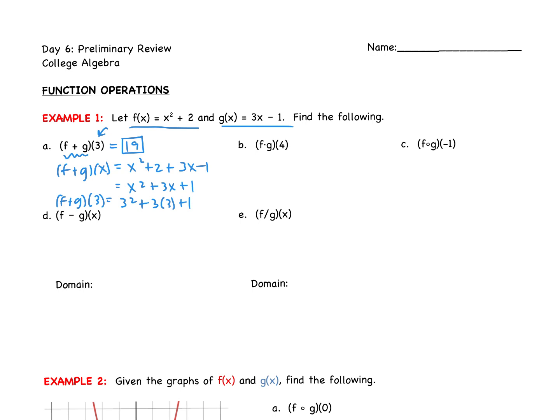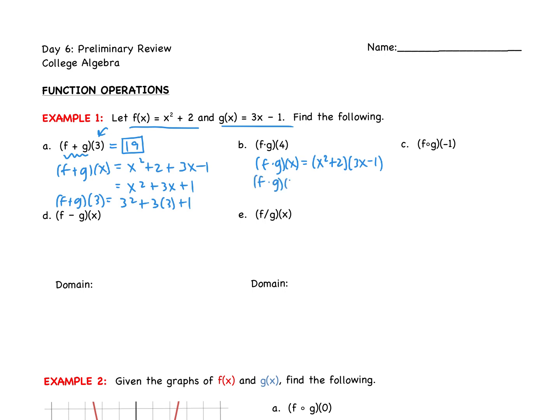Okay, B, the little dot means multiply. So we're taking f, multiplying it by g. So our f multiplied by g of x is going to be x squared, add 2, multiplied by 3x minus 1. Now, I do not want us to do extra work. There is no reason to multiply this out. There's no reason to FOIL it out because what we're going to be doing eventually is plugging 4 in. So let's just plug 4 in right now. Don't bother to FOIL it and then plug in 4. Plug in 4 right away.